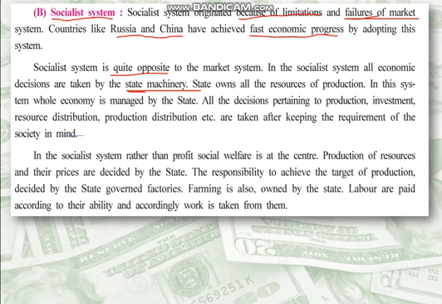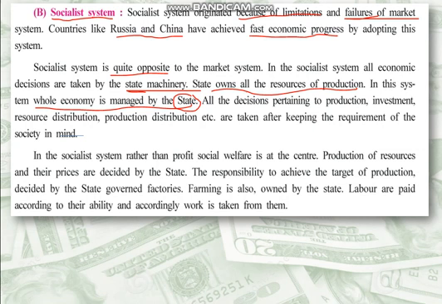The state owns all the resources, while in the market system the private person was owning everything. In this system, the whole economy is managed by the state. Whenever we are talking about state, we need to understand government. State doesn't mean Gujarat state, Maharashtra state or Rajasthan state; here state is a synonym of government. So in short, the whole economy is managed by the government.